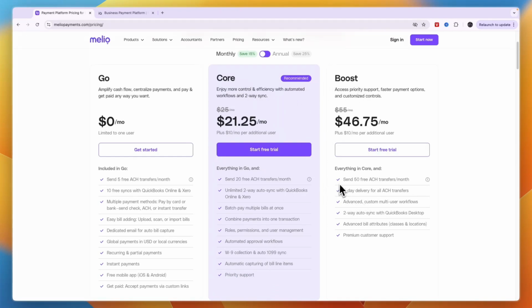But if you need even more transfers, for example, or you need the 2-day delivery, or advanced custom multi-user workflows, the two-way autosync with QuickBooks Desktop, then you will need to get the boost plan.